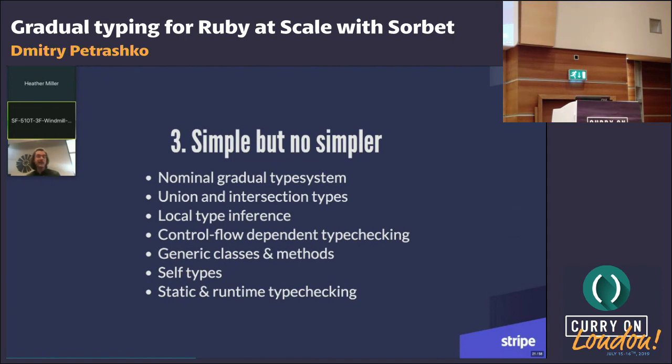This list shows the things that we've been adding gradually to the type system as we found the need, driven by our users. So first of all, we started with a nominal and gradual type system. Then we added union and intersection types to reason about control flow dependency. We added local type inference for the same reason. Then, in order to type the standard library, we needed generic classes and methods, and then to type some methods such as clone and dup, we needed self-types.